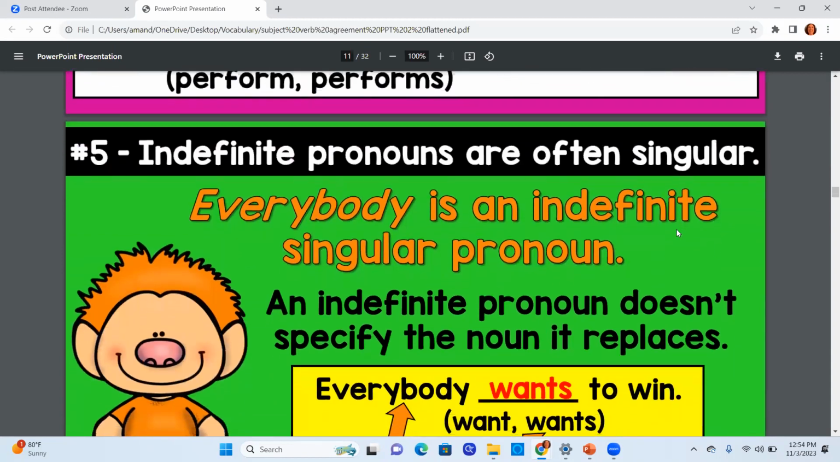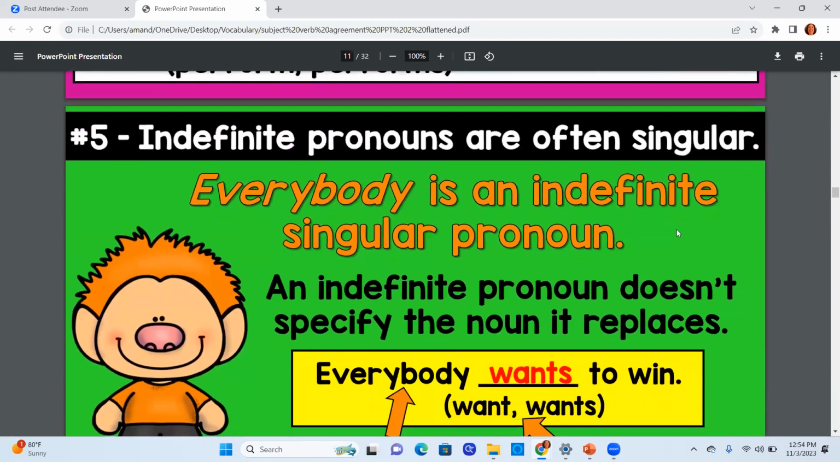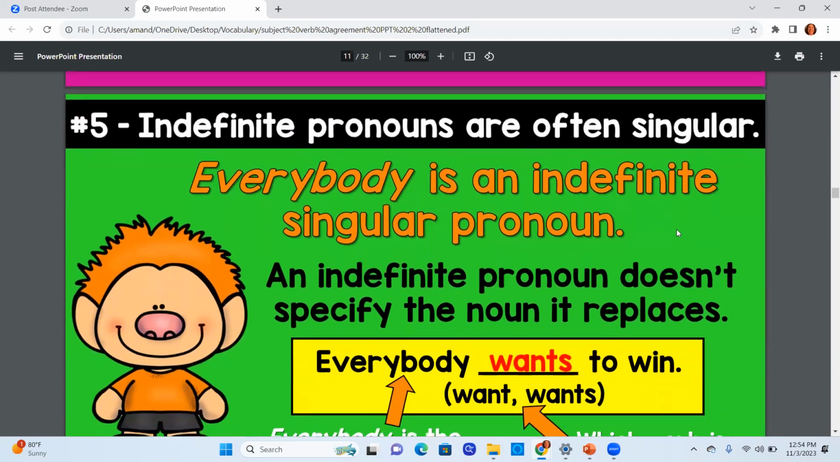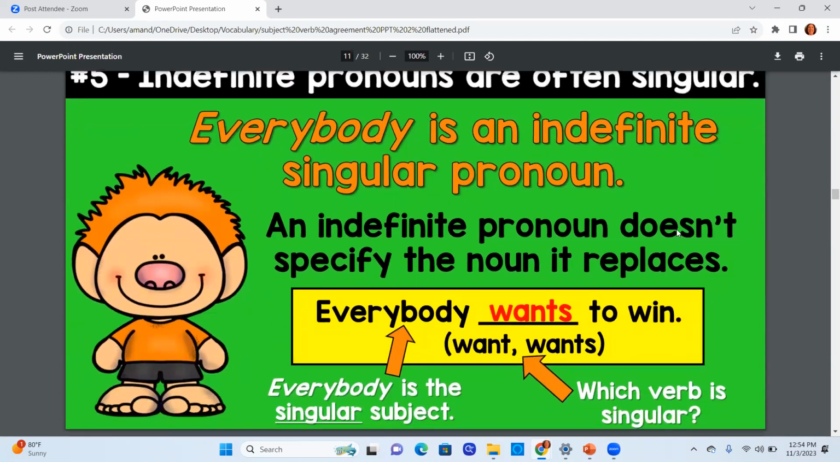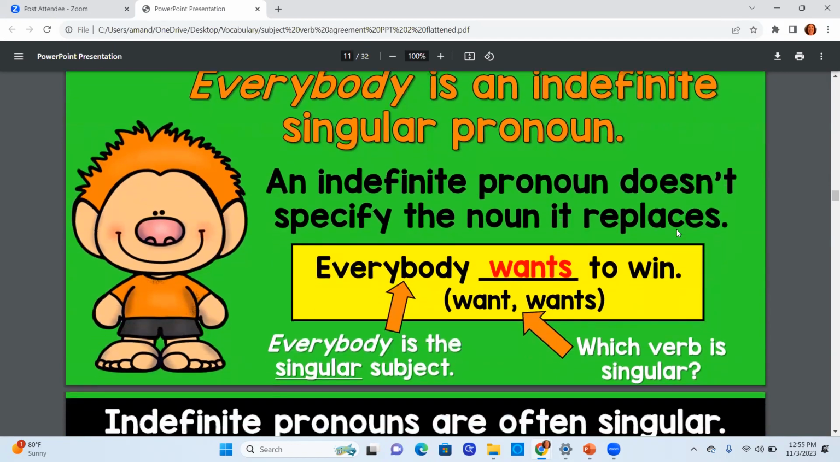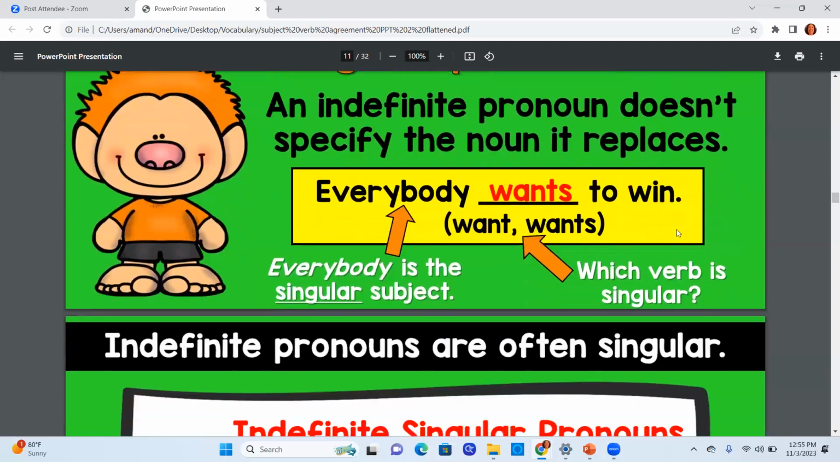Number 5, let's go to indefinite pronouns, which are often singular. Everybody is an indefinite singular pronoun. An indefinite pronoun doesn't specify the noun it replaces. Everybody wants to win. Everybody is the singular subject. And of course, we would pick wants.